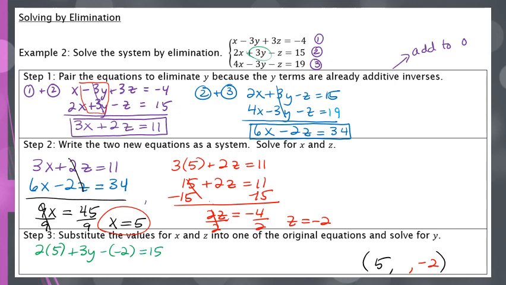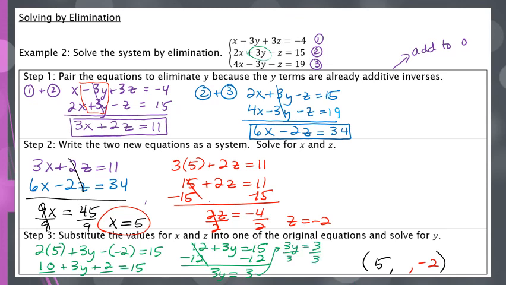So I'm going to do some simplifying here. I would have 10 plus 3y plus 2 equals 15. I can add the 10 and the 2 together, so that gives me 12 plus 3y equals 15. If I subtract 12 from both sides, I get 3y equals 3. And then I'm going to write this up here because I ran out of room. All I have to do now is divide both sides by 3, and my y coordinate is 1. So final answer is 5, 1, negative 2.